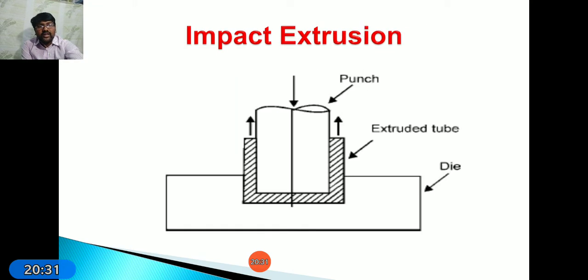Okay. Next, here it is the diagrammatic representation of the impact extrusion process. It is the die. Based on the requirement of shape, we have to prepare the die and punch. Here the metal is placed in the die. Whenever we apply the punch on this metal, what happens? It is extruded in the gap between the die and punch.